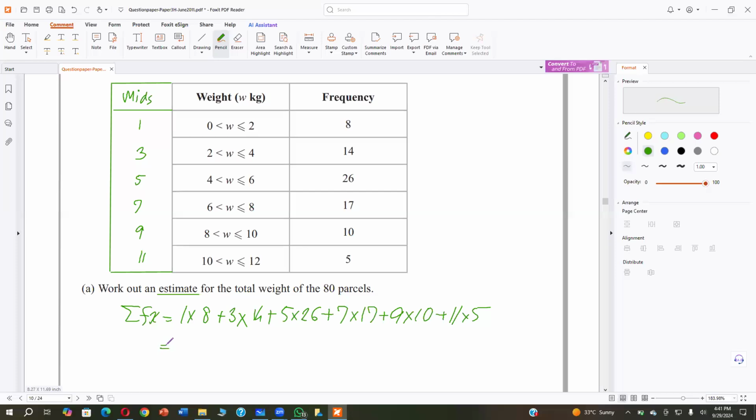Let me know once you get the answer. I got 444 kg. 444, that looks good, that looks fine, because that's logically making an answer. And now let's move to the next part of this question.